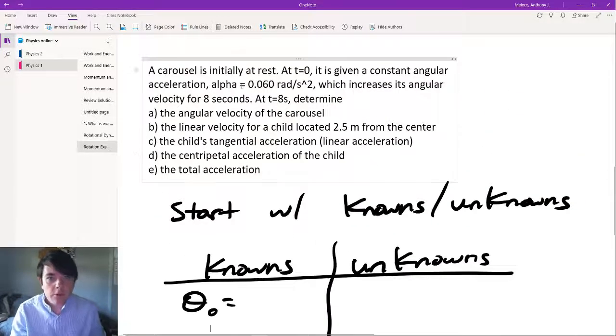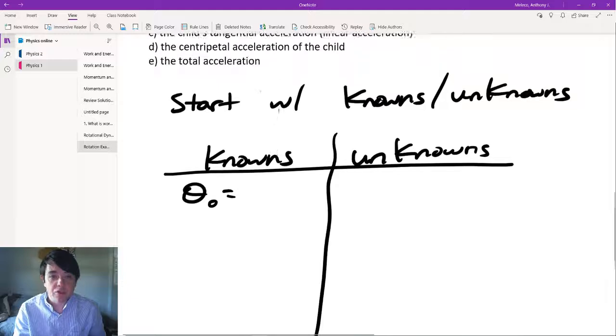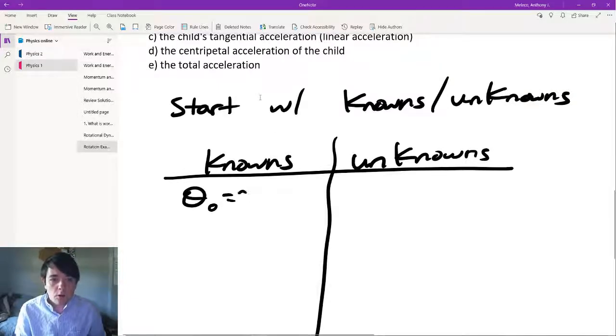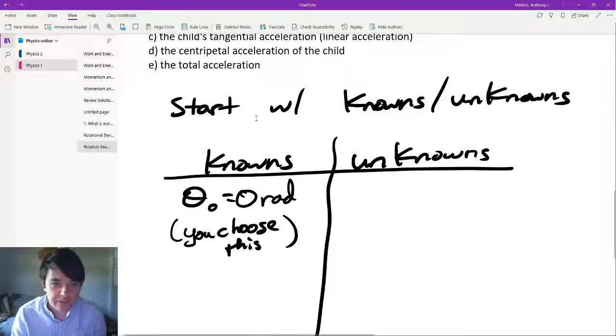And so if you remember, with initial position, you can usually choose it in a question unless it's defined. And even then, you can move everything back. So for this one, I don't see anything about position mentioned there, so we're just going to go ahead and write 0 radians. You choose this, okay? And I choose it to be 0. That way it will cancel when we're dealing with it.